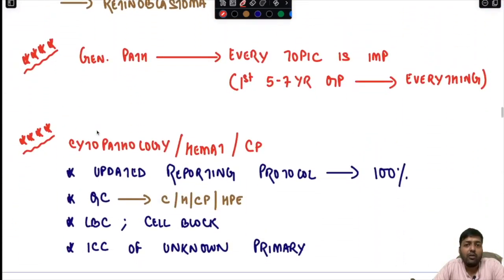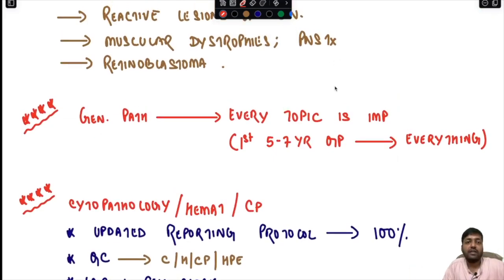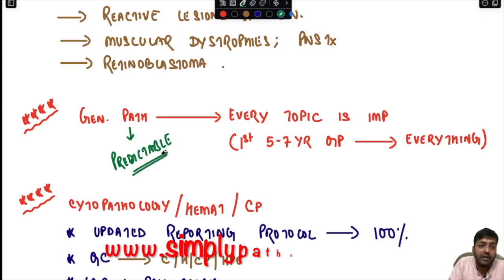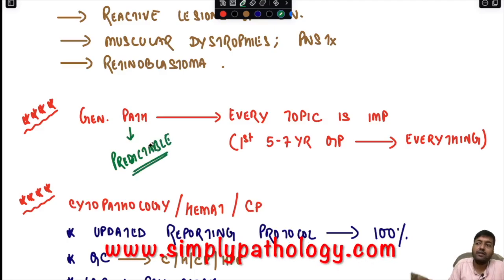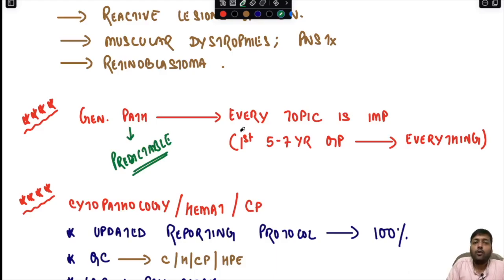Then for general pathology, to be very frank, very honest, you should not leave anything. Every topic is important, and general pathology is the only paper which is predictable, you can predict it completely. There is nothing right and left in general pathology. All the same questions, repeated questions, are coming, and you can score 100 out of 100 over here. That means, of course they are not going to give you 100 marks totally, but all the 10 questions will match in general pathology, or all the questions will match.